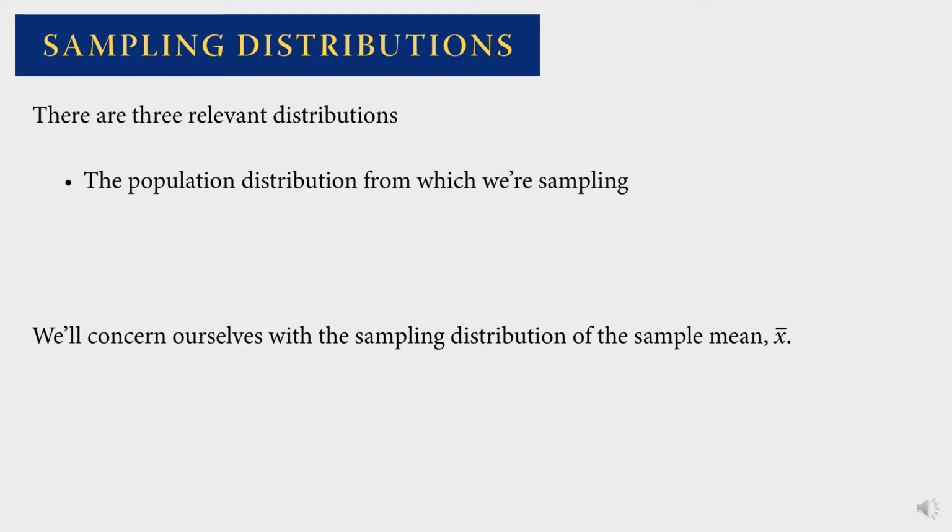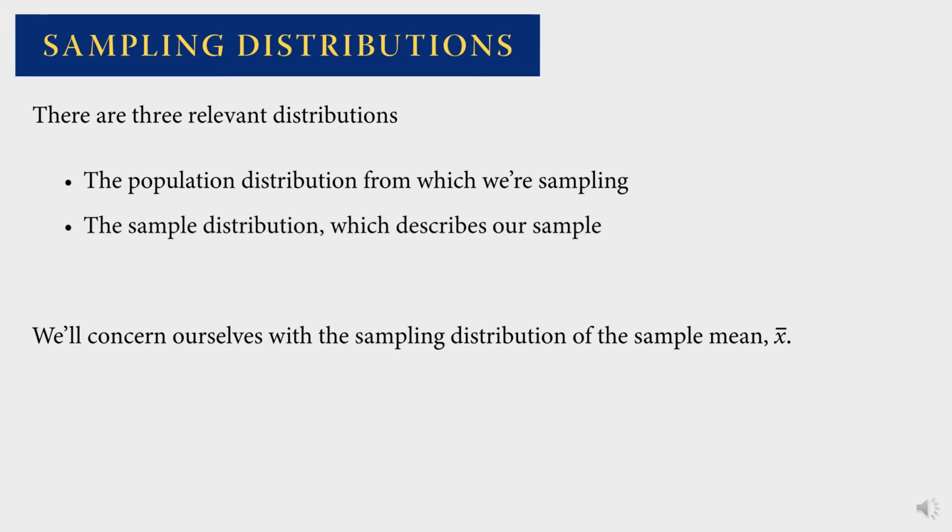In order to understand the central limit theorem, we need to understand the concept of a sampling distribution for a sample statistic. There are three distributions we're concerned with. First, there's the population distribution. This is the one we're studying. This is the one we actually care about. But since we can't usually measure every element of a population or take a census, if you remember that term, since we can't do that, we have to take a sample.